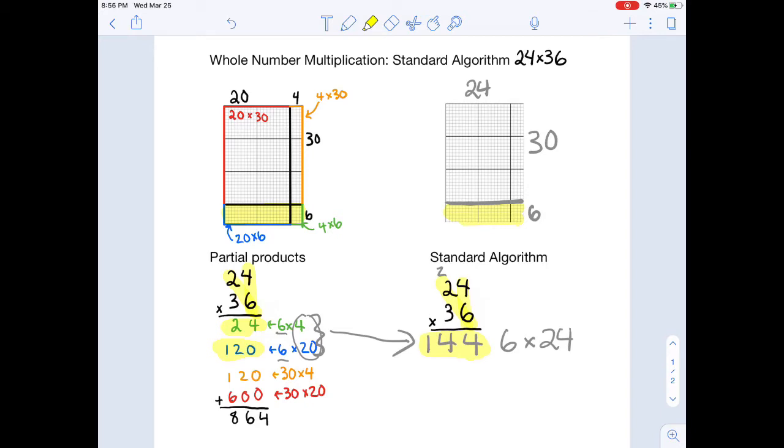Now, in the partial products algorithm, I said 6 times 20, and in the standard algorithm I said 6 times 2, and all I'm doing is taking advantage of our base 10 number system and how the location of the number tells us the value. So what I was really thinking here, or should have been thinking maybe, was 6 times 2 tens is 12 tens, plus 2 tens gives me 14 tens.